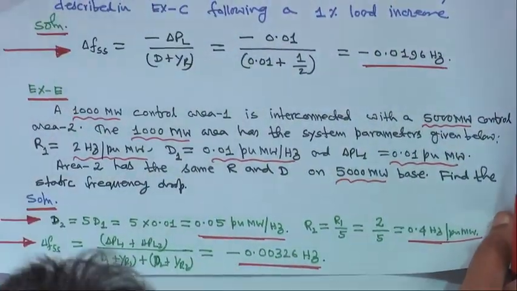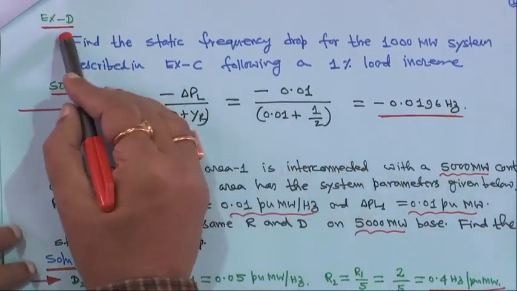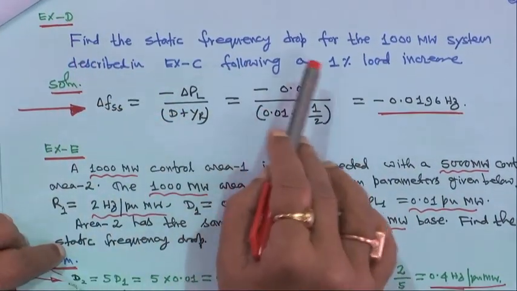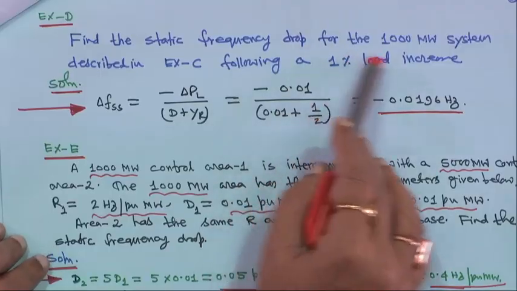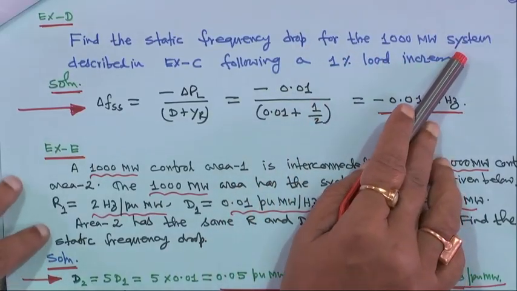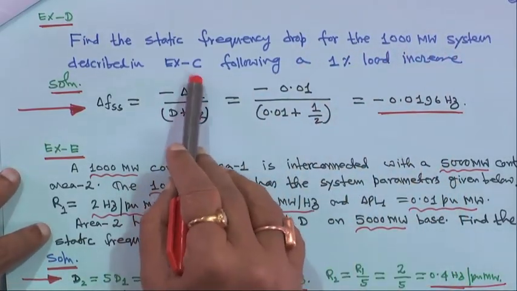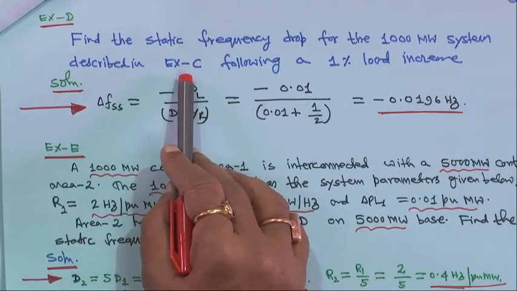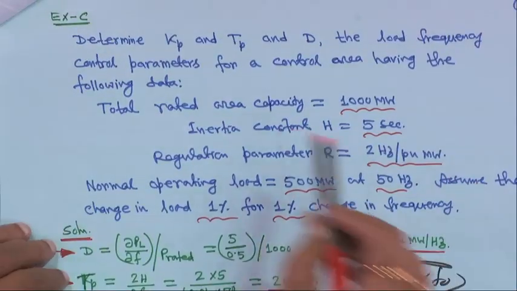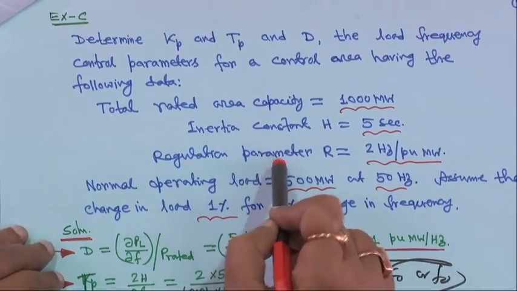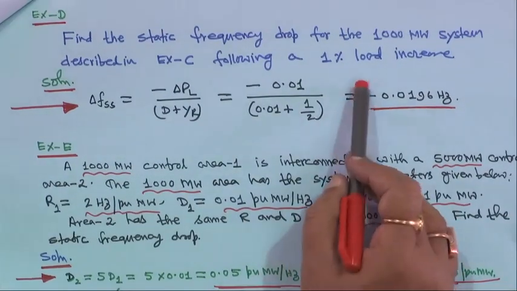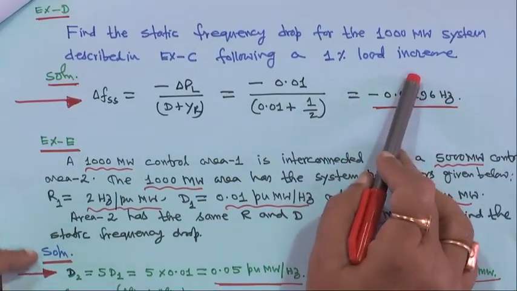Another one is example D, the fourth example, right? This is example D. Find the static frequency drop for the 1000 megawatt system. This is described in example C, the same data, whatever is here in the example data has been taken, following a 1% load increase.